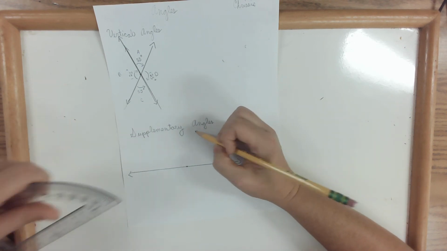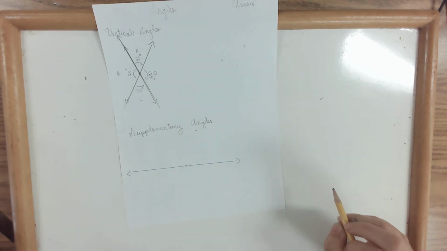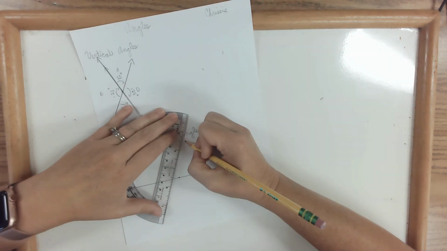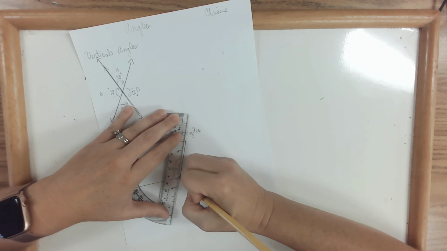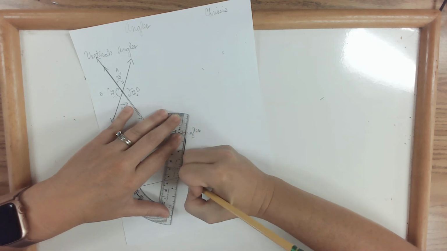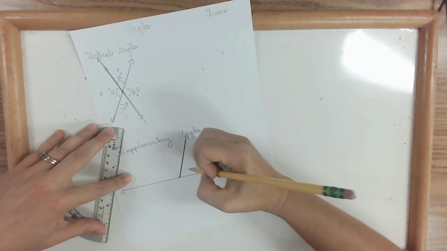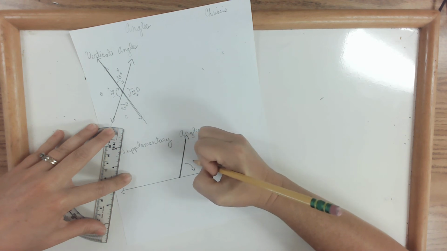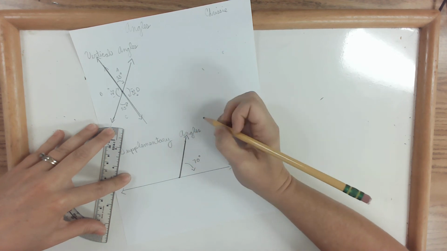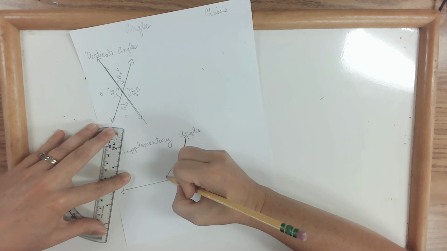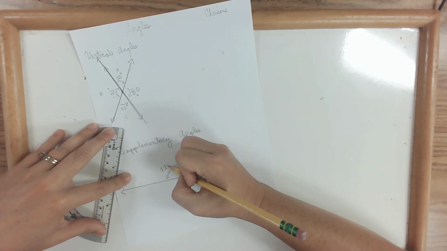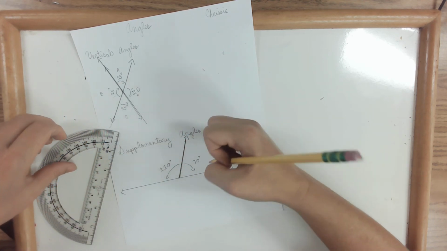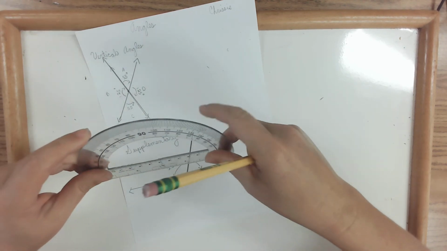So I've drawn my point here, and now I just need to connect my dots to make a line. Whoops, it's hard with this pencil. There we go. So this one was 70 degrees, and this angle was 110 degrees. And I know that 110 plus 70 does equal 180.